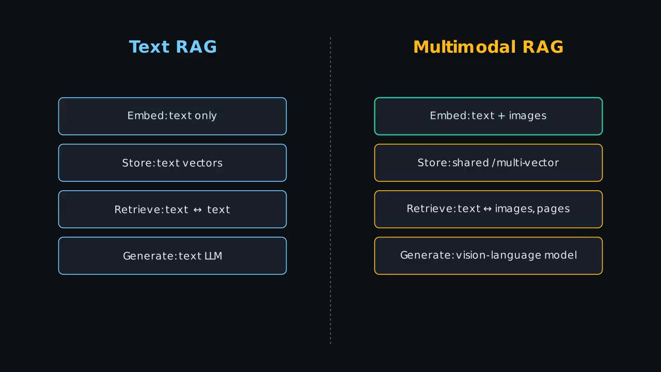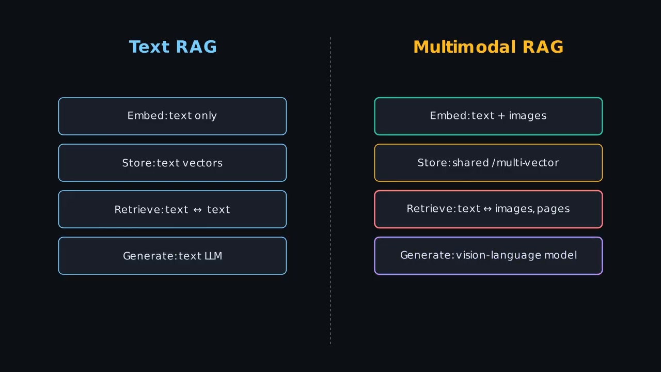The first difference is the embedding space. Text RAG embeds only text. Multimodal RAG embeds images and text into one shared space, using models like CLIP. The second is retrieval. Text RAG matches text against text. Multimodal RAG can match a text query directly against images and even against whole document pages, with techniques like ColPali.